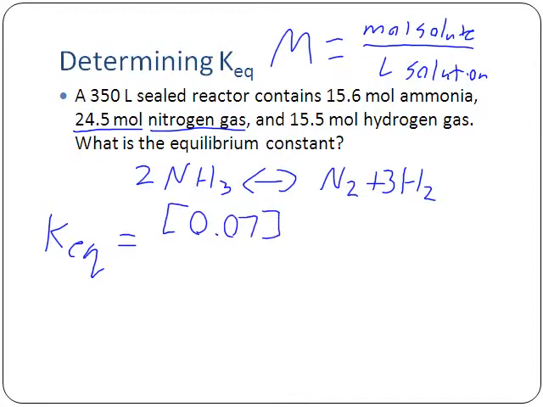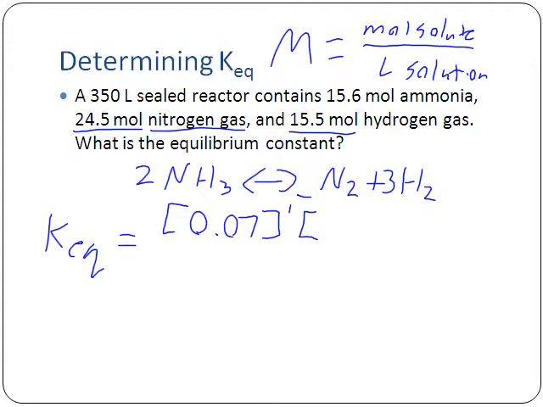For my nitrogen in this case, it doesn't have a coefficient, so it's just going to be to the first power, or you can just ignore that if you want to, because its first power is the same thing as just the 0.07 by itself. The next one right here is the H2, the hydrogen here. The hydrogen, we know we have 15.5 moles, but we're going to have to find the molarity. So we take the moles, the 15.5, divided by the number of liters, which is 350 still.